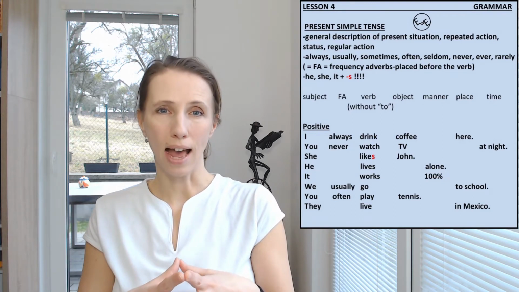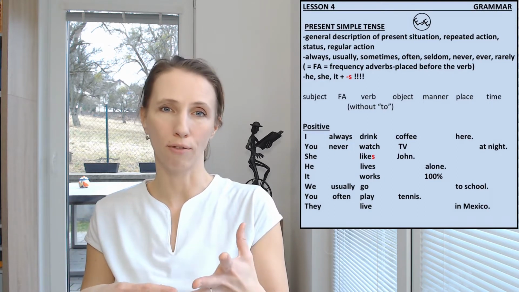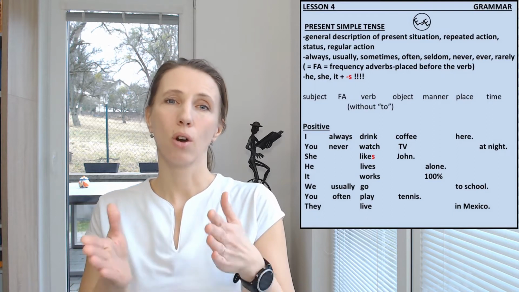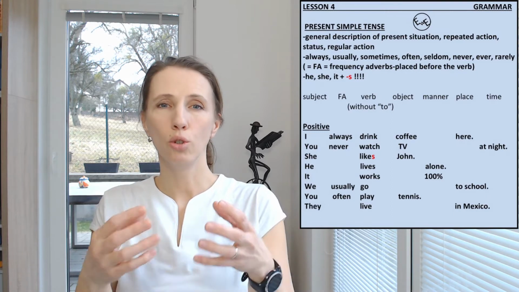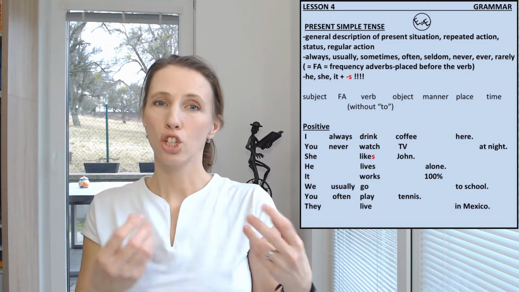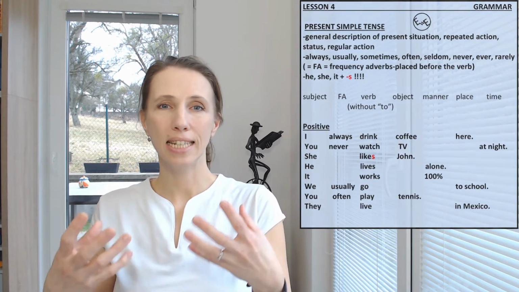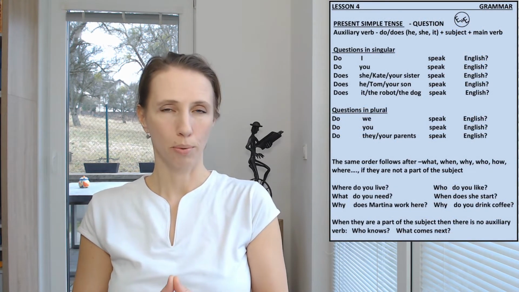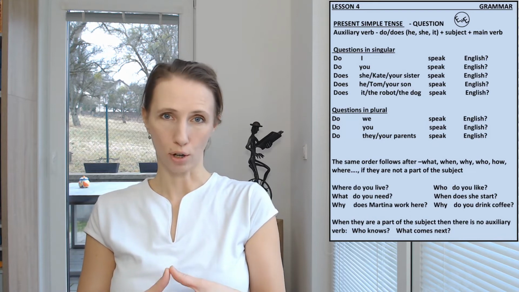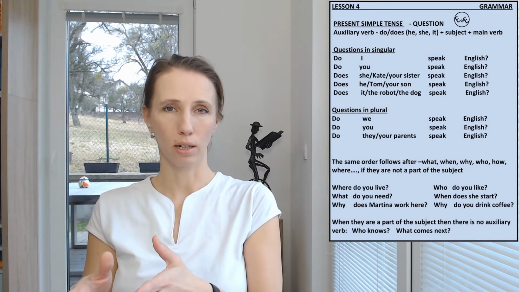If you need to add the frequency adverbs like sometimes, usually, often, never, ever, these go before the main verb. I usually drink. She often drinks. We never drink. If you want to make a question, you will need an auxiliary verb, a helping verb, do, or in the third person singular, does.